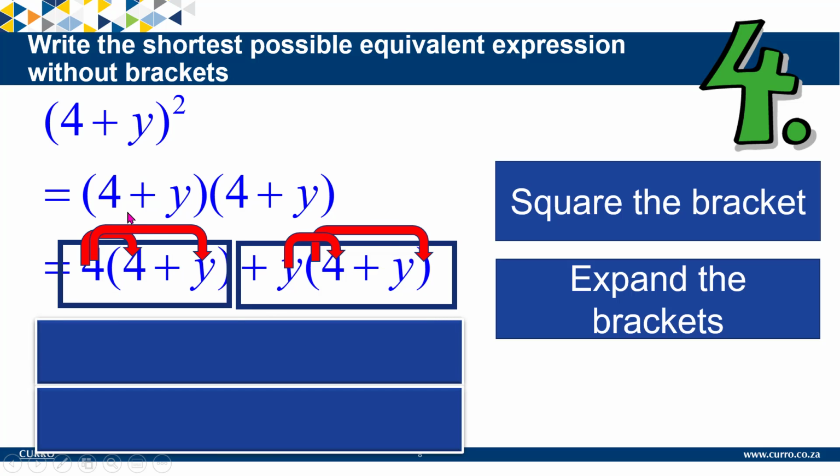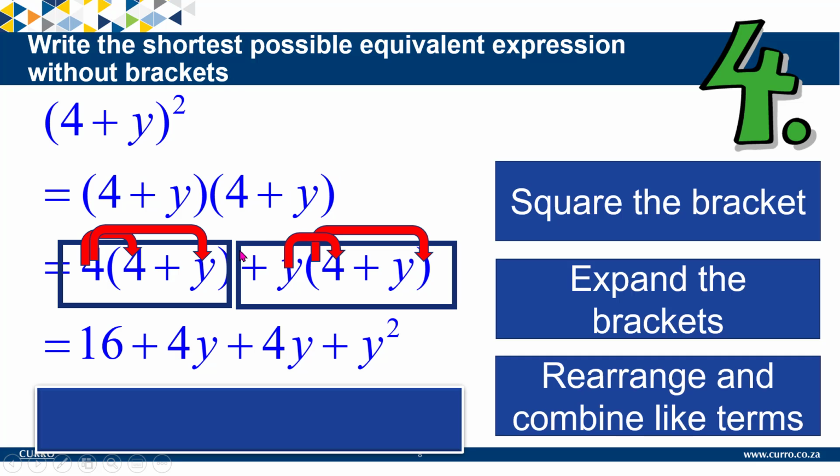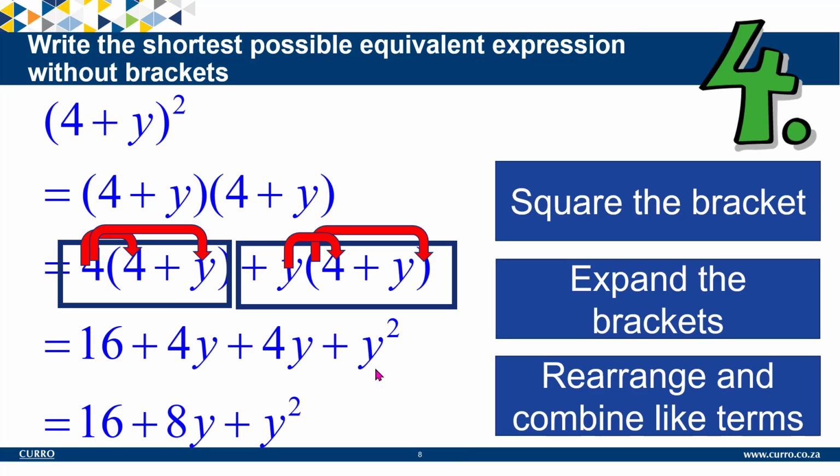Well, we are going to take each number in the first bracket and multiply it by each number in the second bracket. So this 4 will be multiplied by 4 and by y, and this y will be multiplied by this 4 and this y. Then we'll have 16 plus 4y plus 4y plus y squared. So if we combine the like terms, we'll get 16 plus 8y plus y squared. We can also write this as y squared plus 8y plus 16.